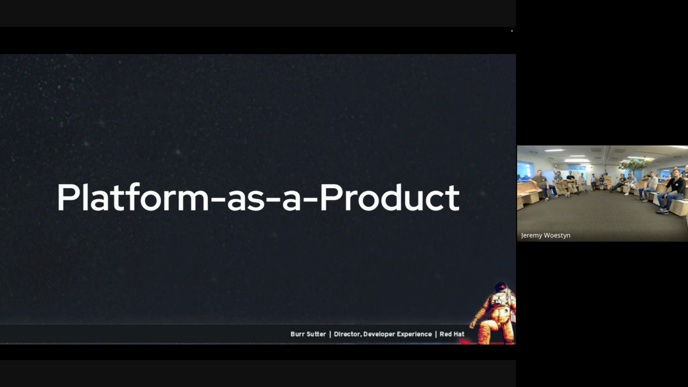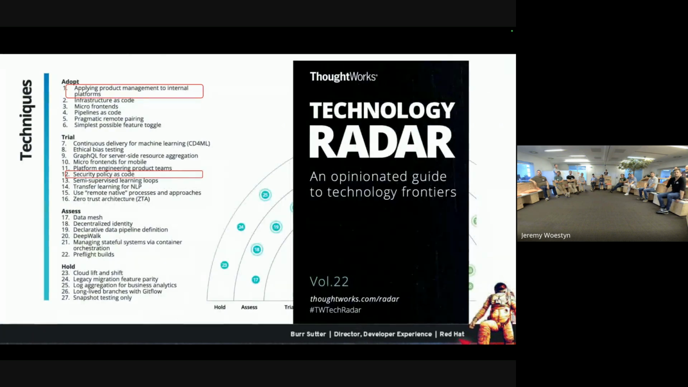Okay. So one of the key elements is platform as product. You want to have a product manager. You want to think in terms of this being a brilliant product you're building for your developers, your end users, your customers. How do you do that? Applying product management to internal platforms, secure policy as code. You're going to build a platform as a product by thinking in terms of being a product and a product manager. In other words, you have to have a product with a product manager, not a product owner, product manager. If you don't have a product manager, full stop. You don't have a product. And you should have a product.